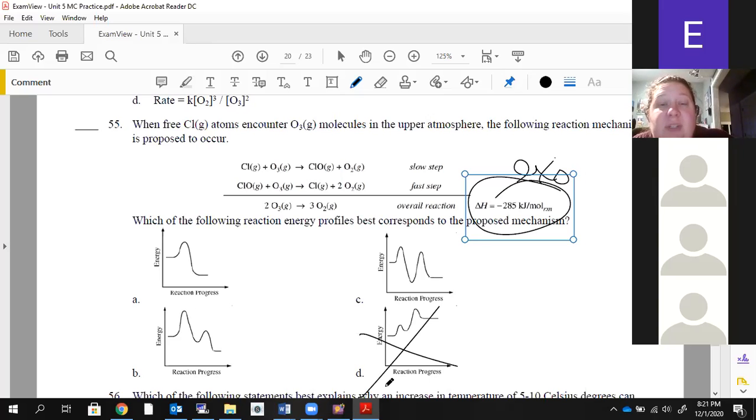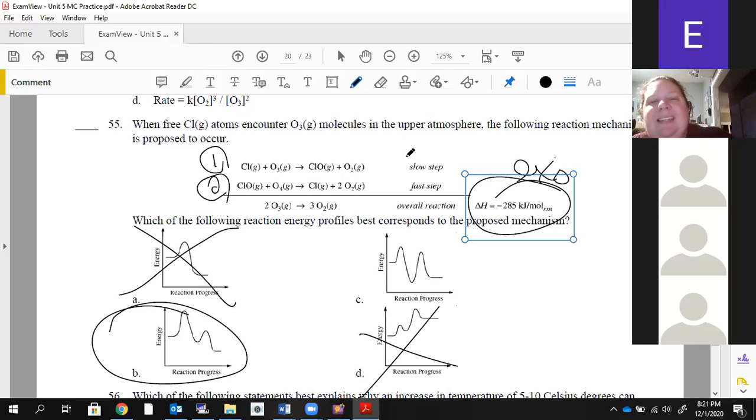We know we have 2 steps going on, so we need to show those 2 steps. So A is out. So let's see. Oh, okay. So the answer is going to be B, because they tell us that the first step is the slow step. And so that slow step is going to have the biggest activation energy of those 2 steps.